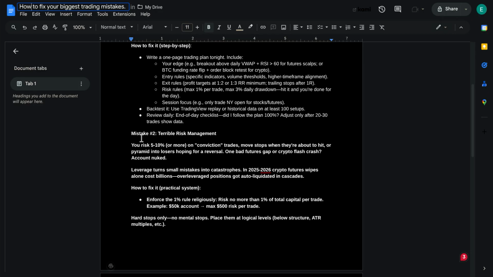when the crypto market just completely fell because of over leveraging. And how do you fix it? Enforce the 1% rule religiously. Risk no more than 1% of total capital per trade. For example, if you're using a 50K Top Step account, you want to max risk $500 per trade.